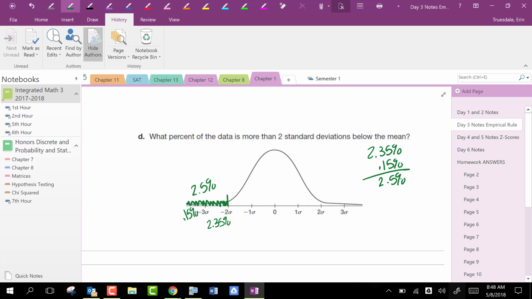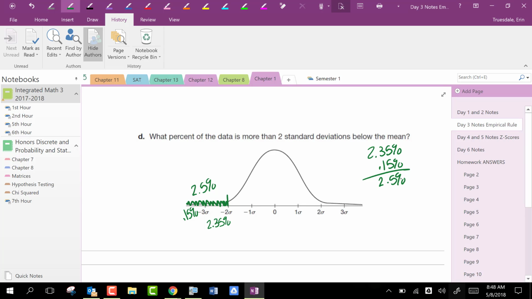Cool. I like that too. Okay, so he said from -2 to 2 is 95%. So that means this tail and this tail have to be 5, and then you divide by 2. That's 2.5. Cool. I like it. Anybody else do something different? I know you did, because you told me.